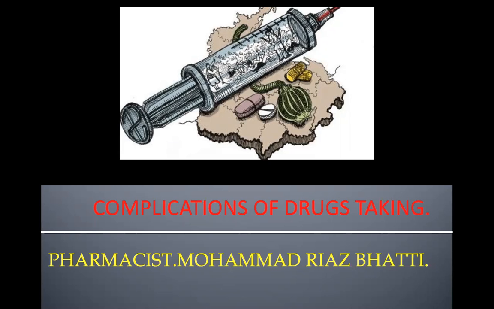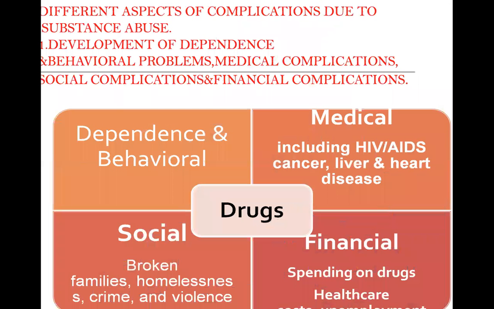So what happens when someone takes a drug? It is drug taking. What are the effects when someone takes these drugs? There are four aspects of complication due to substance, also known as substance abuse: development of dependence and behavioral problems, medical complications, social complications, and financial complications. These arise when someone takes substance abuse.